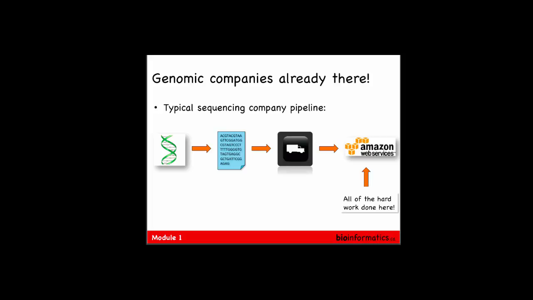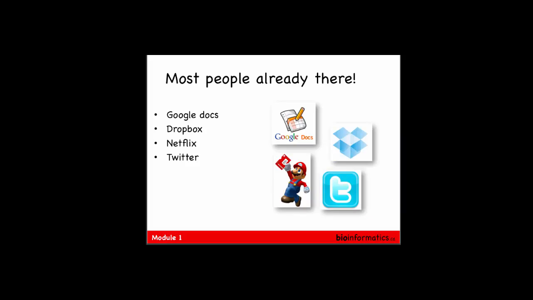I've spoken to Amazon people many times, and they said, oh yeah, we're really good at shipping stuff. I said, oh yeah, you are. So if you want to ship a drive to Amazon, they're more than happy to deal with it, load the data from that drive onto the cloud, and then make that data available to you, your colleagues, and whoever you want to give access to. That's a really simple reason for using the cloud. And of course, many companies are there already: Google, Dropbox, Twitter, Netflix, and so forth are all using the cloud right now.